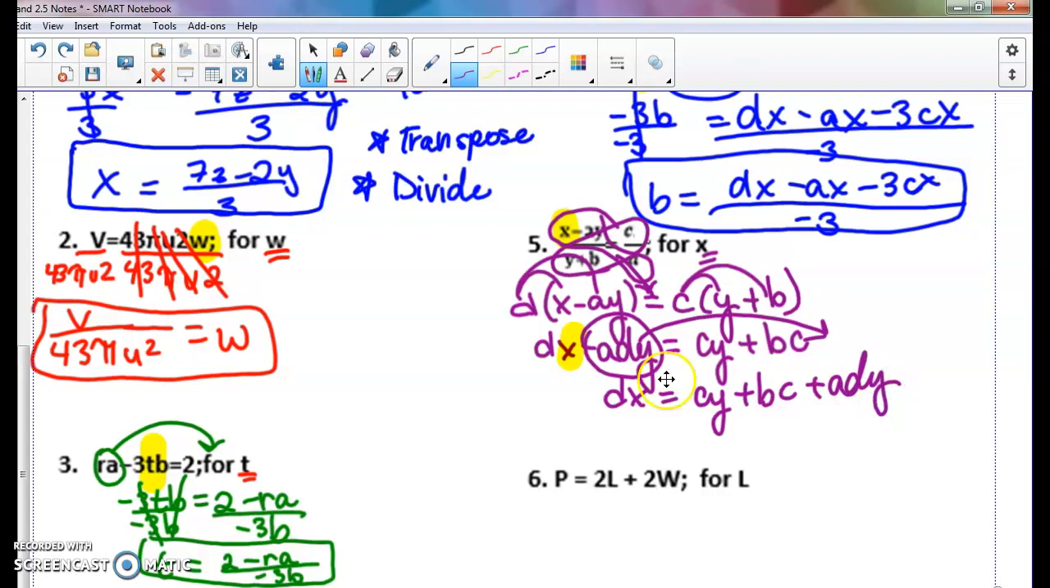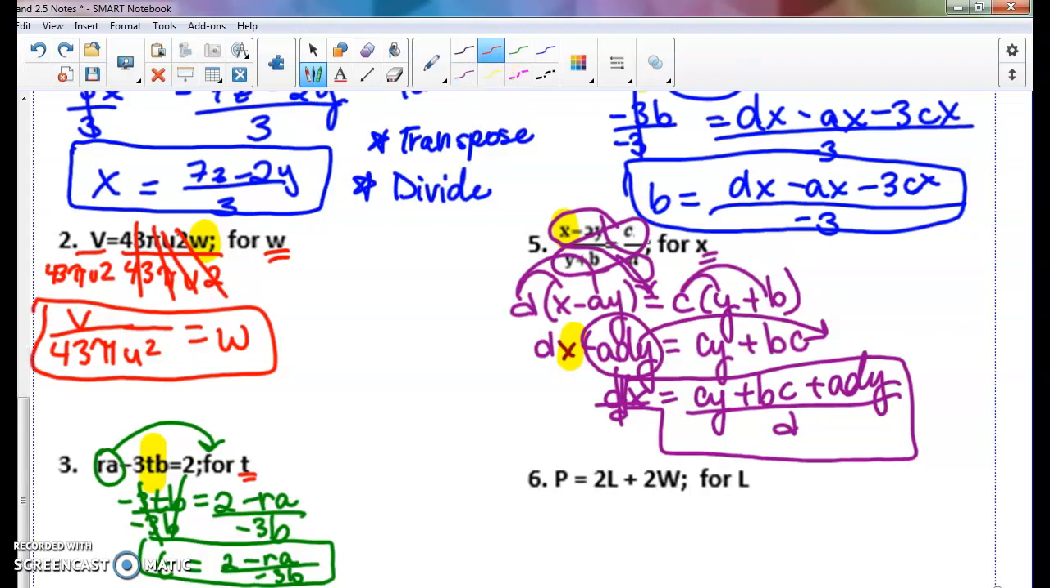Now our last step to solve for x is to say if they're side by side, they're being multiplied, so we're going to divide both sides by d. Now d's cancel, and for this one where it's really large, we're just going to do this number. We say x equals, none of that reduces, cy plus bc plus ady all over d. There we go. We have one last one here, example 6.